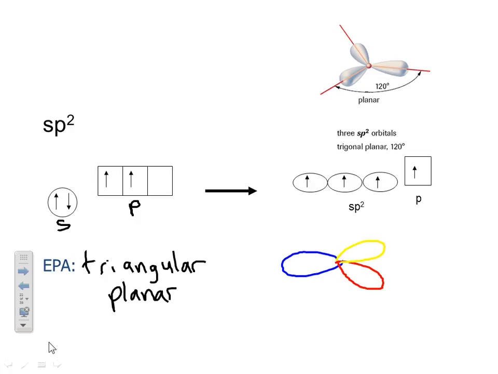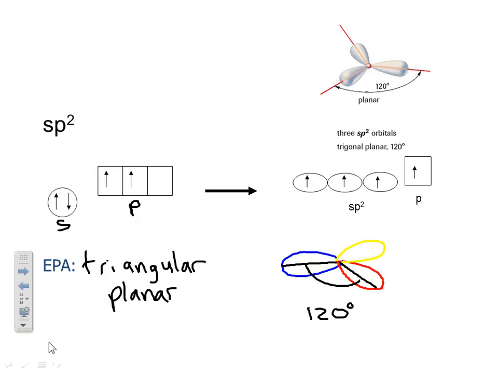All right. I'm going to draw a black line here and a black line there through the middle of those orbitals. And I'm going to indicate here that this is 120 degrees.